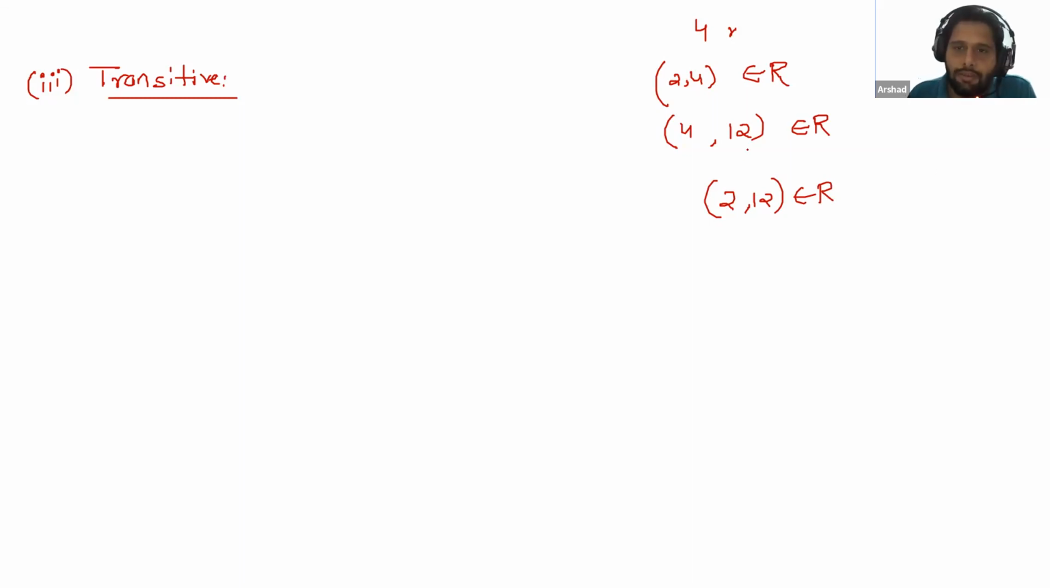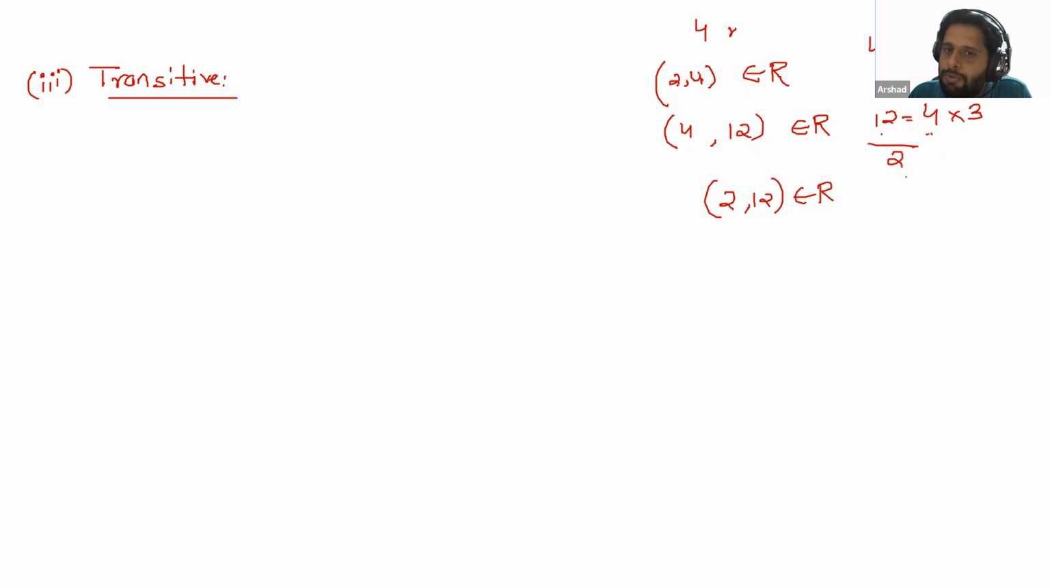So please check here. If 4 is divisible by 2, that means if you factorize 4, you must get 2. If 12 is divisible by 4, if you factorize 12, you must get a 4. Now inside this 4 you already have 2, so definitely 12 will be divisible by 2.